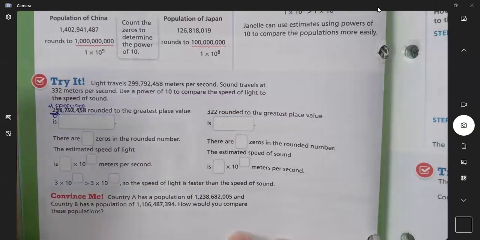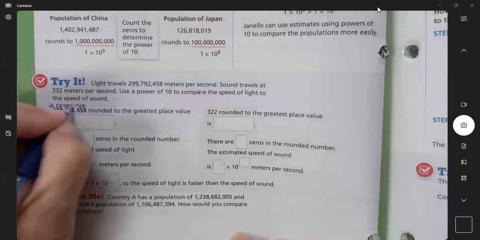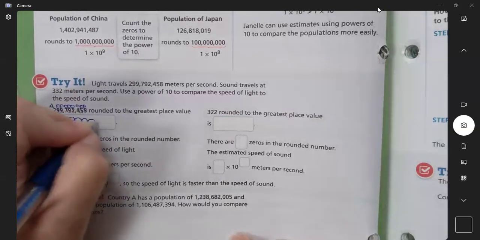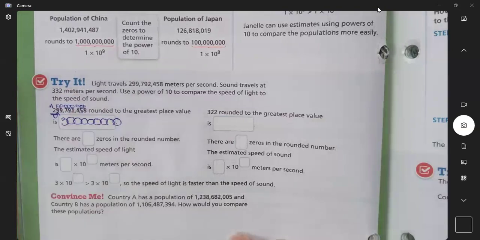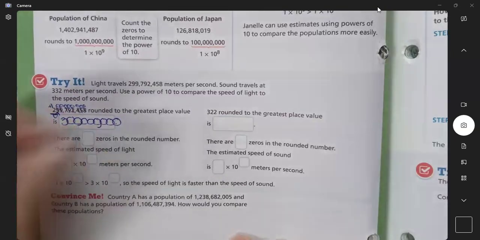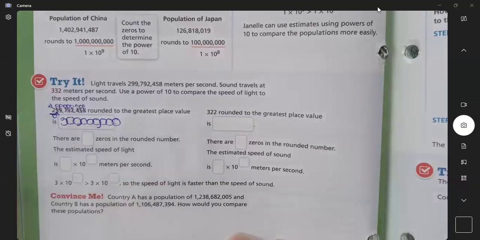So 2 plus 1 is 3. And we have 1, 2, 3, 4, 5, 6, 7, 8 zeros. 3, 4, 5, 6, 7, 8. I shall not be limited to a box. I won't do it. So we rounded that to 300 million.